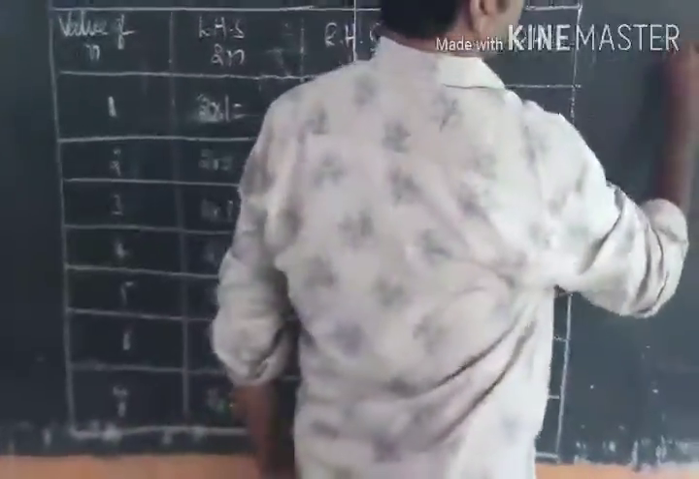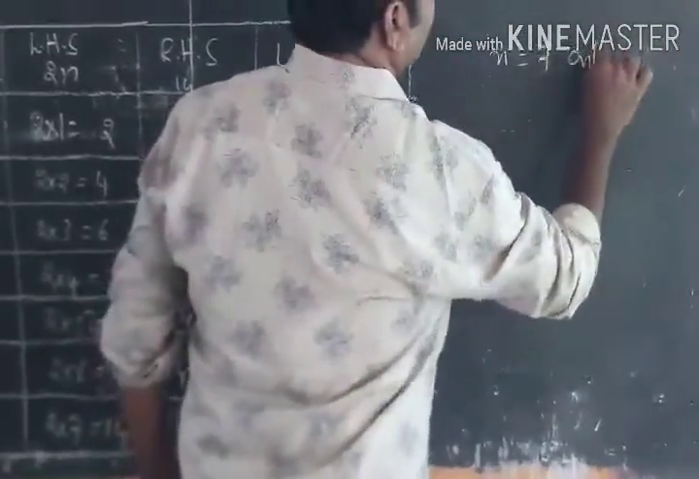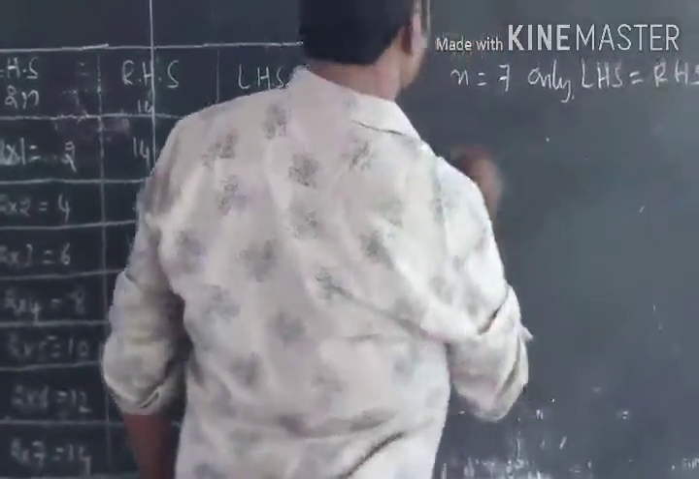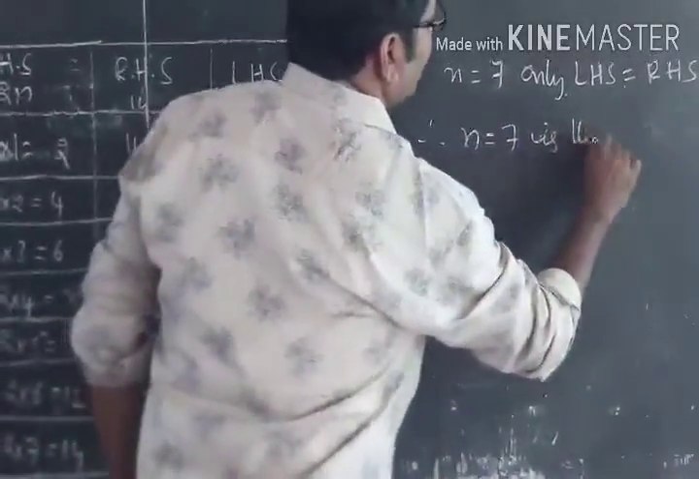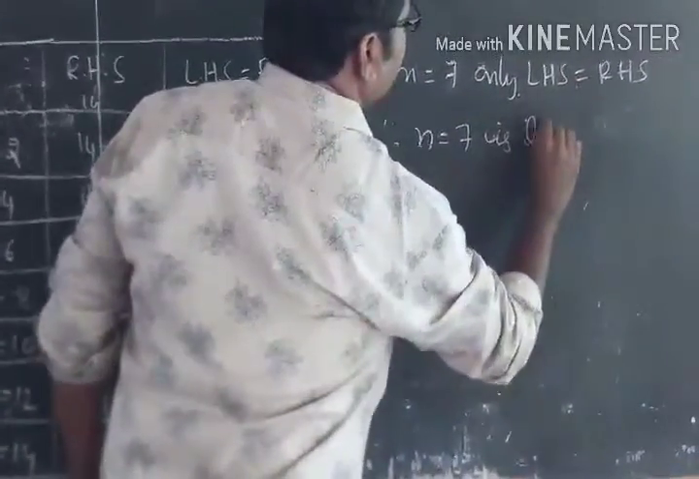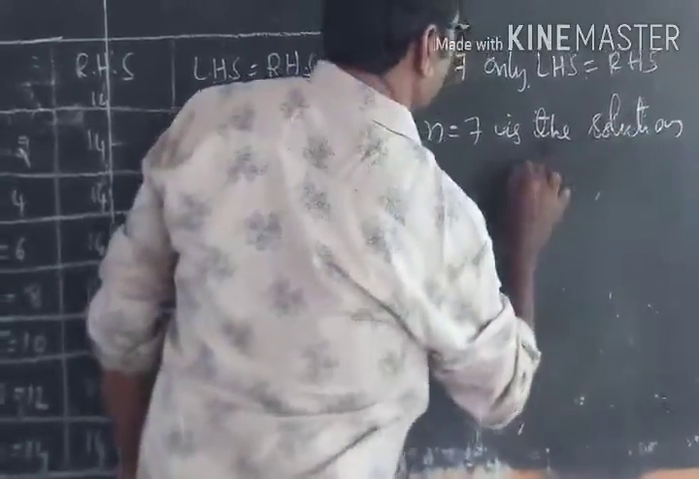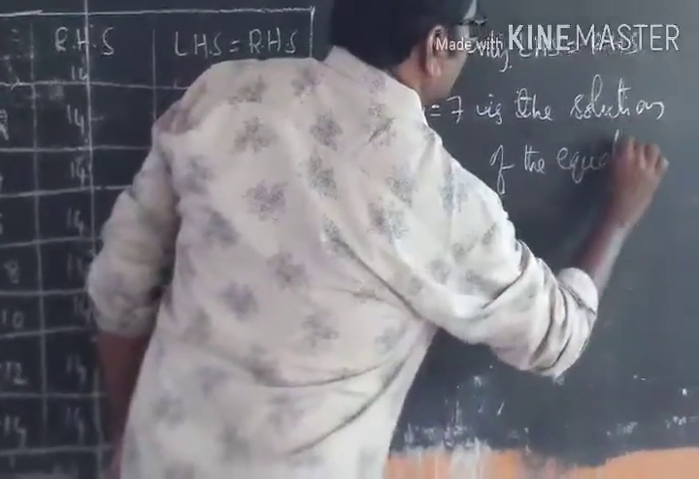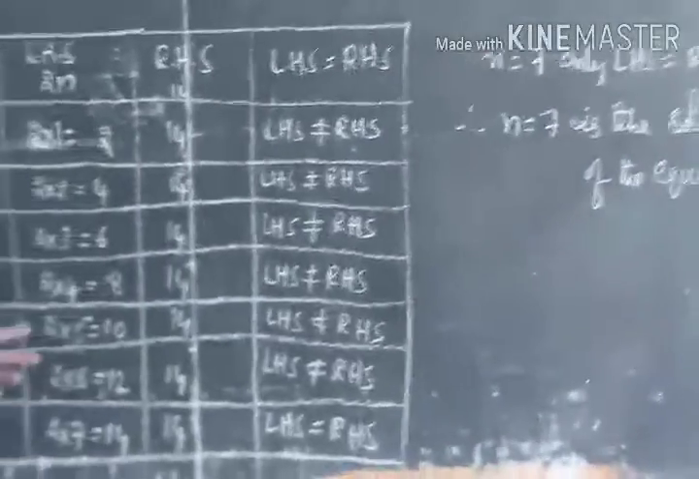N is equal to 7 only. LHS is equal to RHS. Therefore, n is equal to 7 is the solution of the equation. Understood children? Copy down in CW.